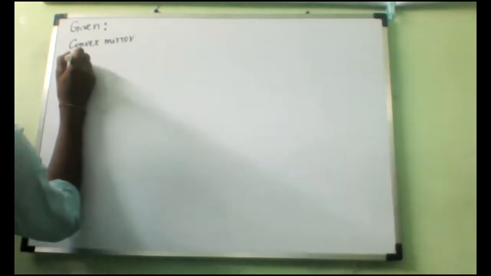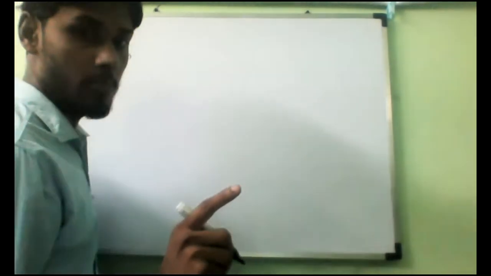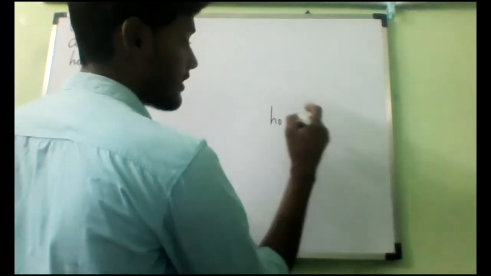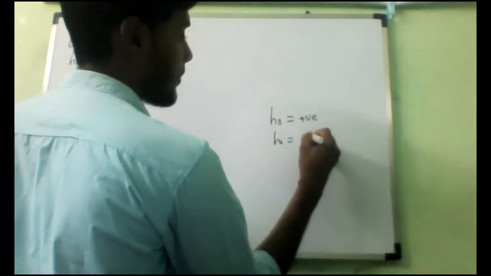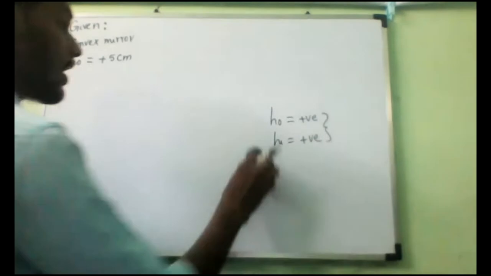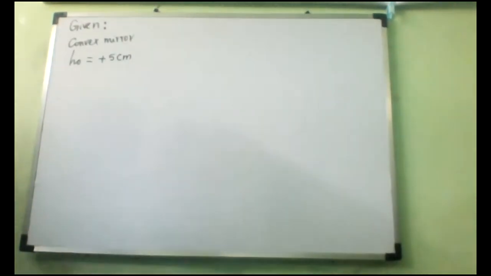Sir, height of the object is equal to 5 centimeter. Plus or minus? Plus 5 centimeter. All of you should remember. Height of the object in a convex mirror is always positive. Height of the image is also always positive. These two signs, all of you add before that paragraph. So the height of the object is plus 5 centimeter.